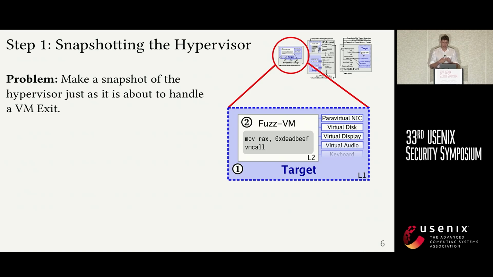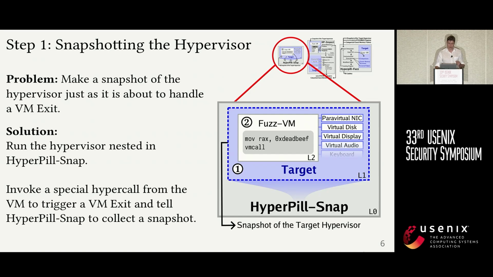Well, the best time to collect a snapshot of the hypervisor is just as it's about to start handling input from the VM, and that's when a VM exit occurs. So we want to trigger a VM exit and collect a snapshot precisely at the moment that the hypervisor is about to start handling that VM exit. Well, how do we do this? We add another layer of virtualization. We have a hypervisor that's running a VM, and we use our own hypervisor, and we nest the target hypervisor inside our hypervisor called HyperPill snap. And our hypervisor is really simple.